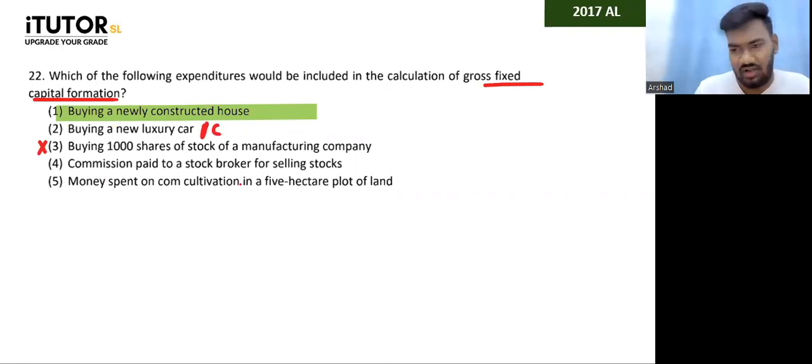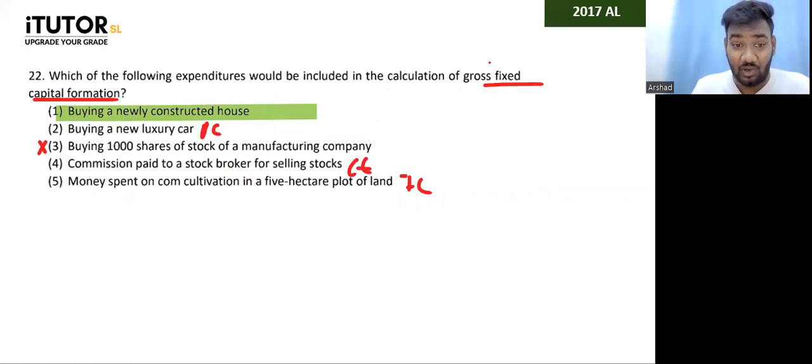Commission paid to a stockbroker for selling stock is compensation of employees. This is income. Money spent on corn cultivation in option 5 may be intermediate consumption, right? Not income. Only construction by households, yes, only construction. That's what I said, right?